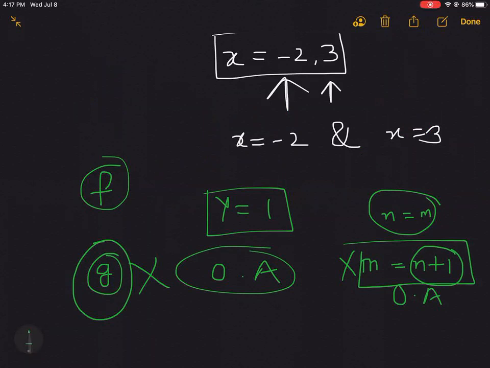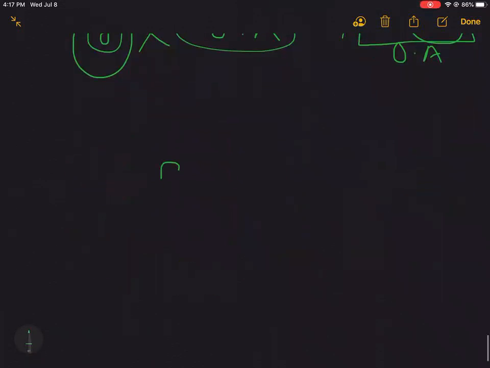So for the range, you might see either of these. You might be asked to find the inverse first. And of course, if you can find the inverse, the domain of the inverse will be the range of the main function. That's the idea. Or the other type of question for the range could be from the graph, find the range.